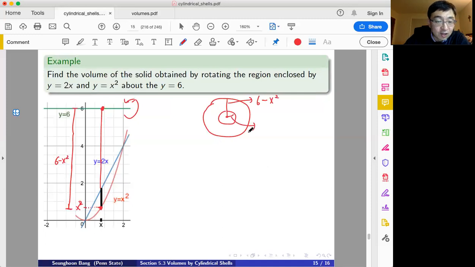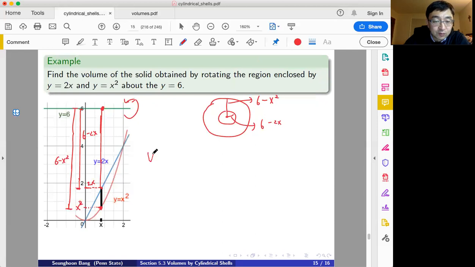What's the inner radius? This is like a center on the rotating axis. You can connect to the segment, the small one. So this length is the inner radius. This one, what's that? This is the function value on the blue line, 2x. Exactly 6 minus 2x.